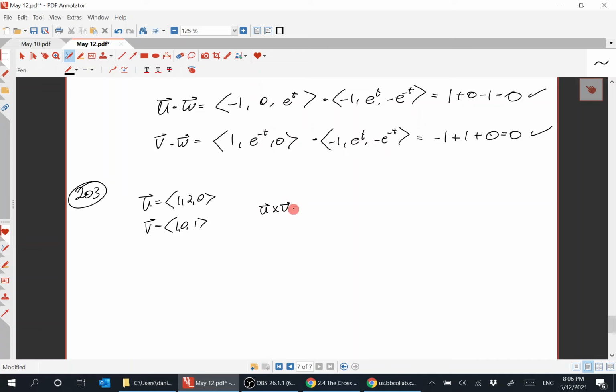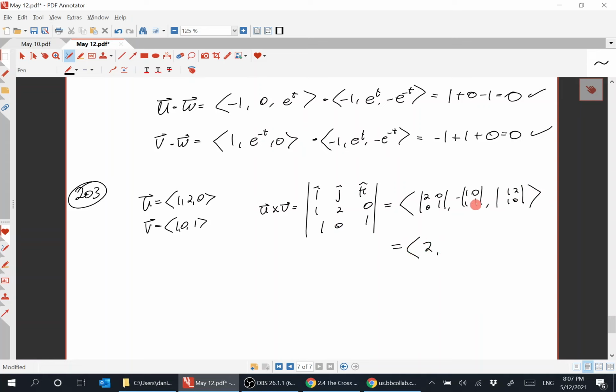So u cross v is equal to the determinant with i, j, k, 1, 2, 0, 1, 0, 1. So first let's calculate that. This is equal to the i component, 2 times 1 minus 0 times 0, and j is 1 times 1 minus 0 times 1, negated, and k is 1 times 0 minus 2 times 1. So this is 2 minus 0, this is 1 minus 0, so you get minus 1, and this is 0 minus 2. Alright, so (2, -1, -2).